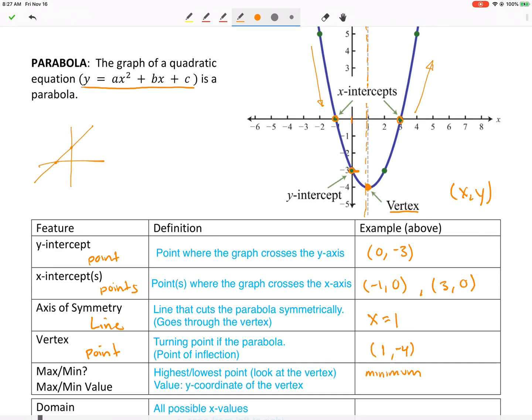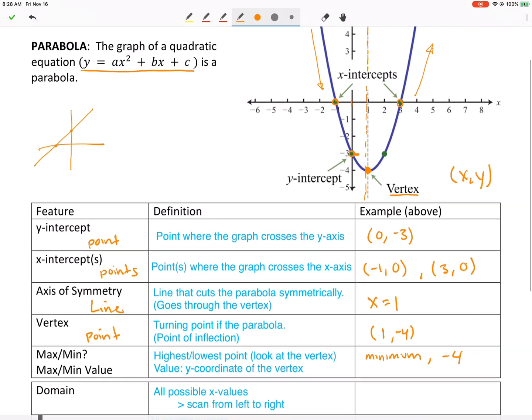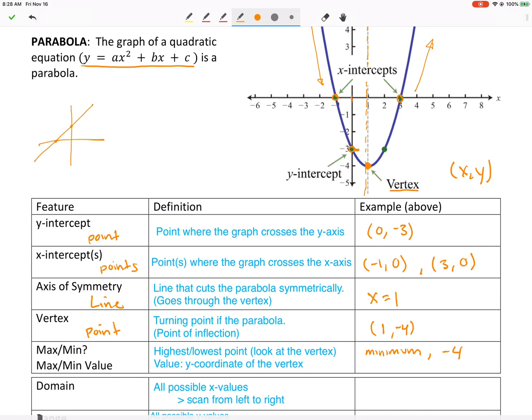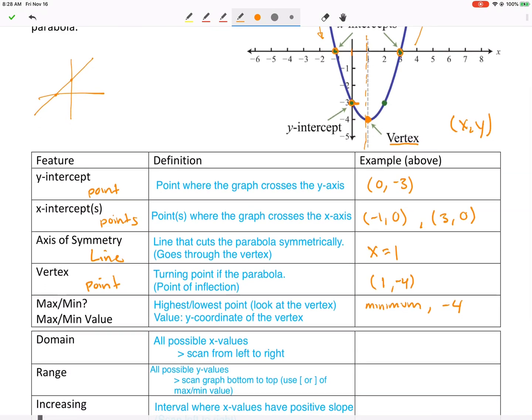And then it asks, what is the max or min value? So the value is the y-coordinate of the vertex. So here y would be -4. All right, we'd have a minimum, and the minimum value would be -4. The y is never going to be less than -4. So it's the minimum. All right.